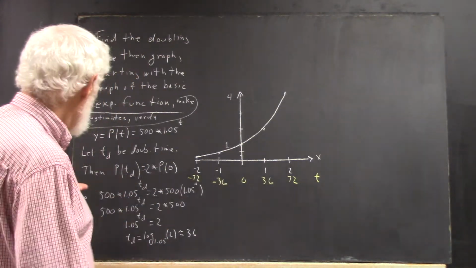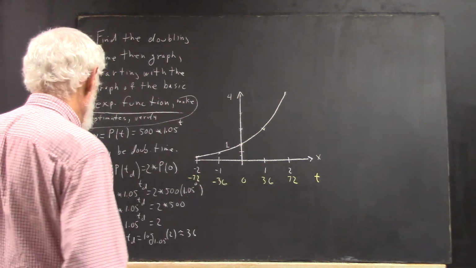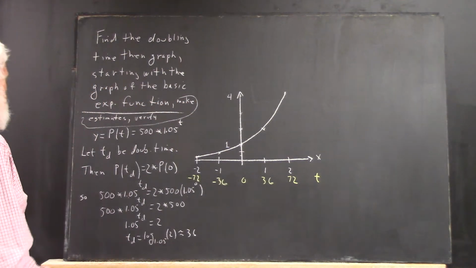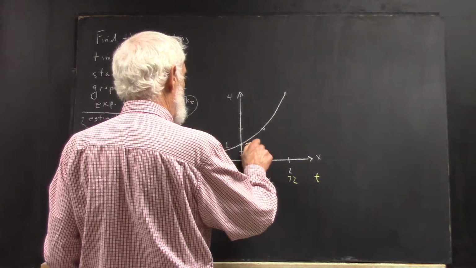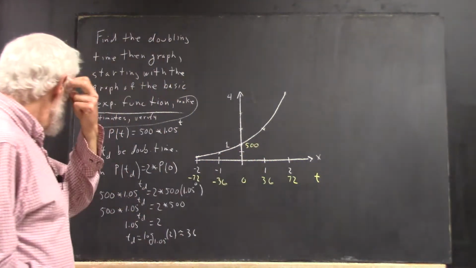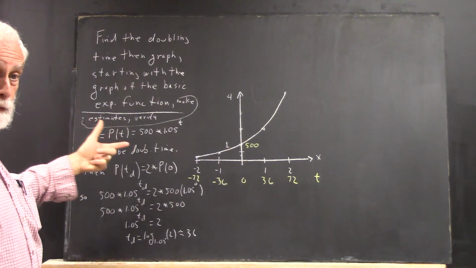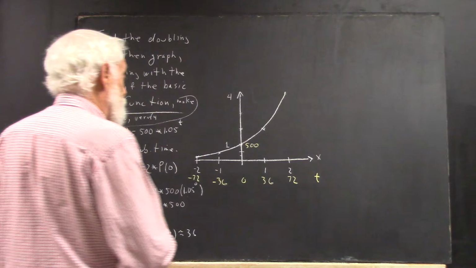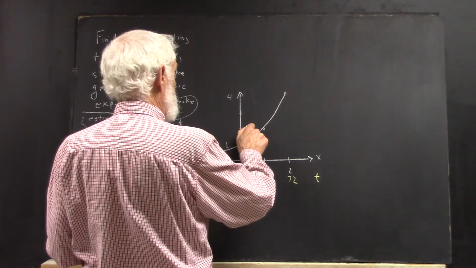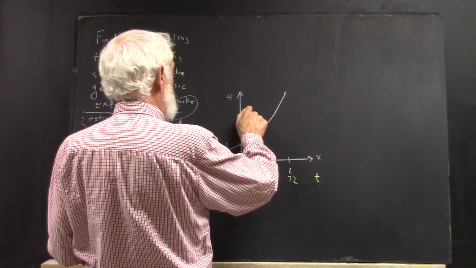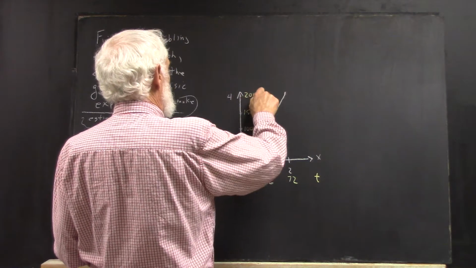Now the values of this function are different than the values of the basic exponential function. We take care of that by just saying, okay, I don't want that to be 1 anymore, I want that to be 500. Because, of course, when t equals 0, this function has a value of 500. So if 1 unit is 500, then we make this 1,000, and we make this 1,500, and we make this 2,000.